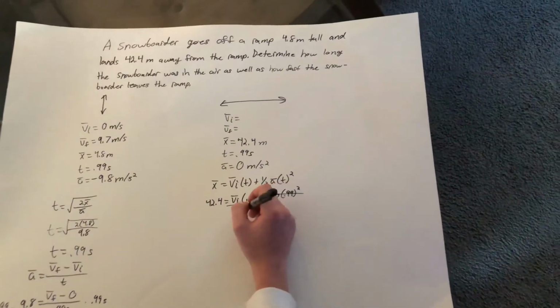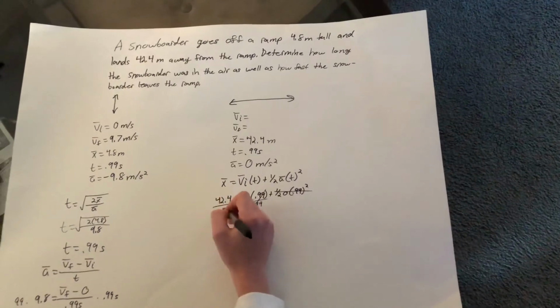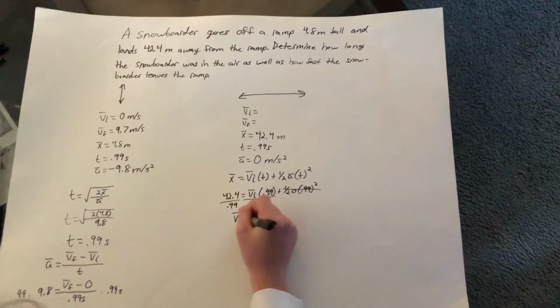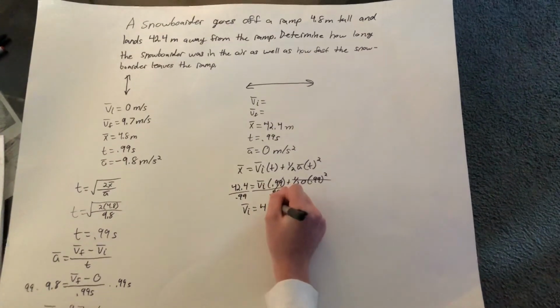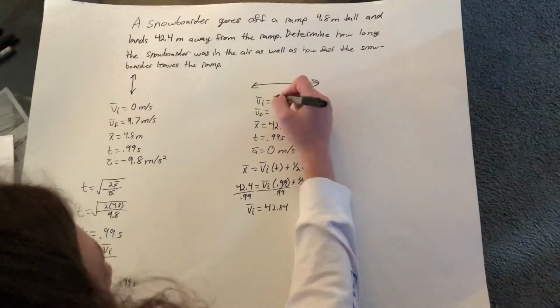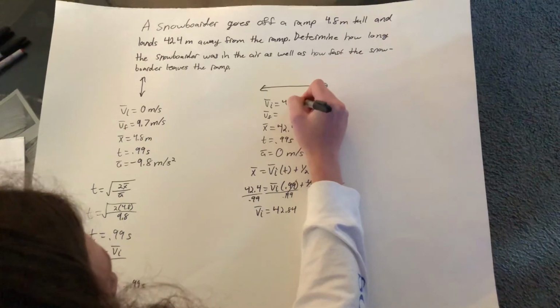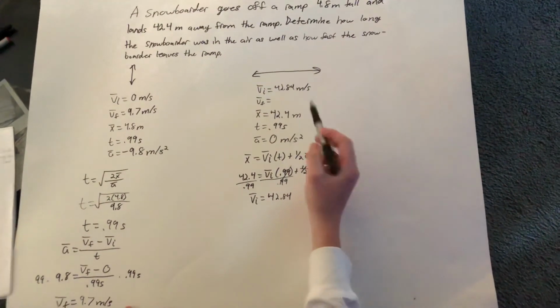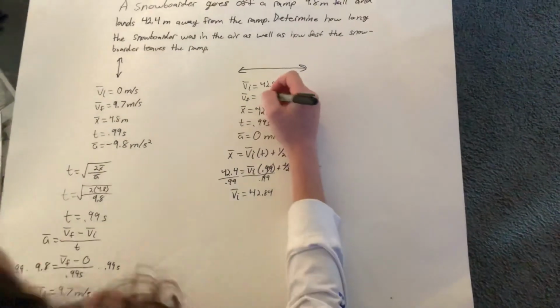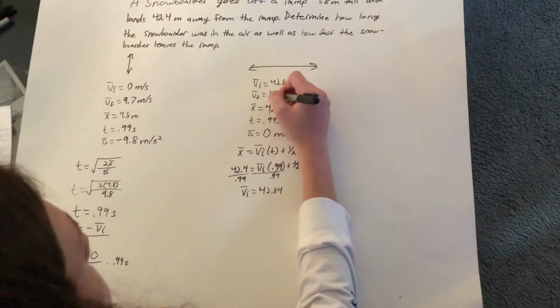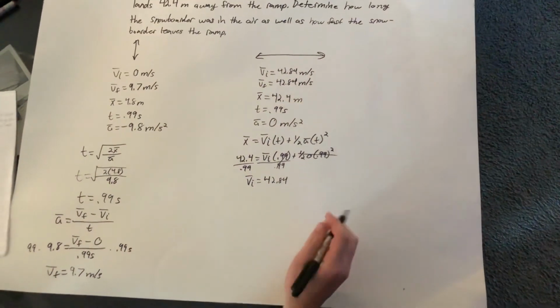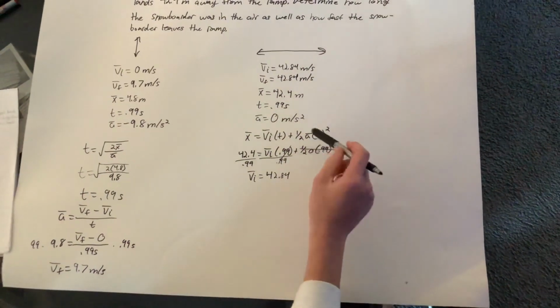So we're going to divide by 0.99, divide by 0.99, and that gives us the initial velocity of 42.84 meters per second. Now, since the acceleration on the horizontal component is 0, the final velocity and initial velocity will be the same. So now that we have all the information, we can answer the question.